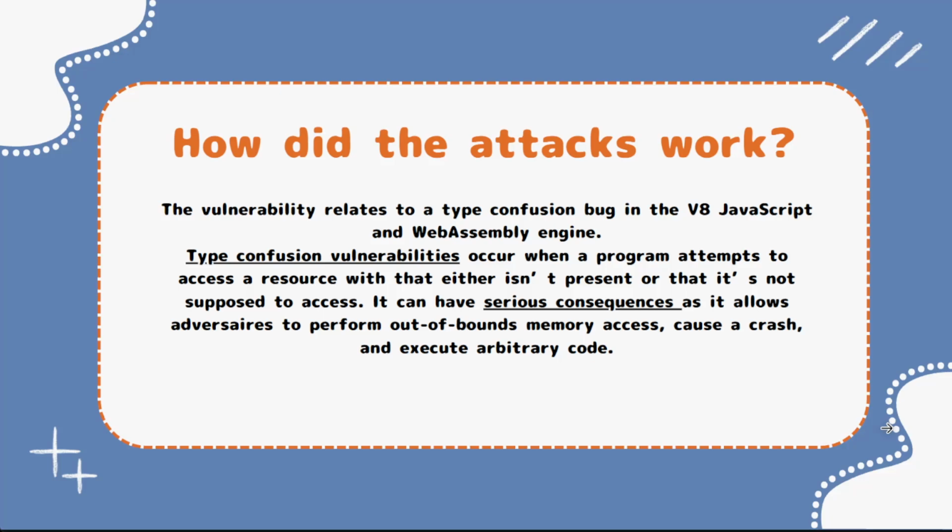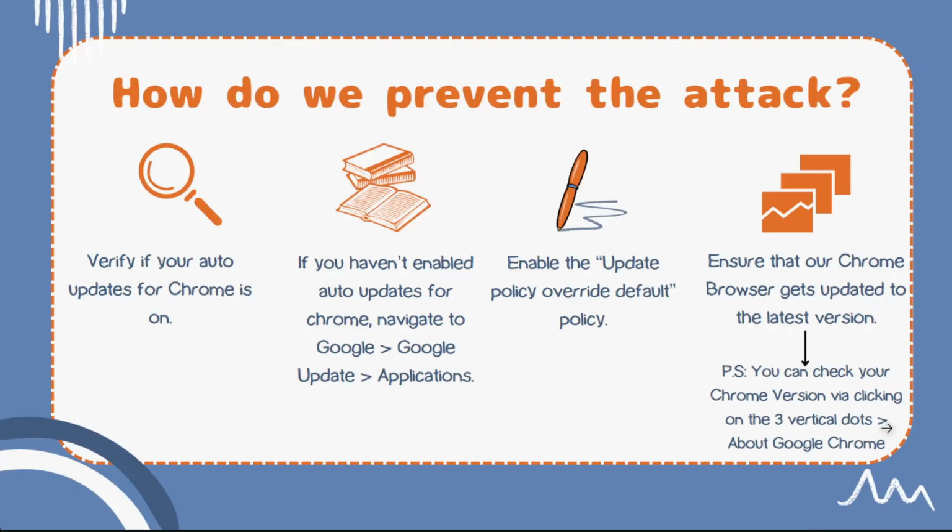The vulnerability relates to a type confusion bug in the V8 JavaScript and WebAssembly engine. Type confusion vulnerabilities occur when a program attempts to access a resource that either isn't present, or that it is not allowed or not supposed to access. And of course, it can have very severe and serious consequences, as it allows adversaries, which I spelled wrong, to perform out of bounds memory access, cause a crash, and execute arbitrary code to maybe give the user extra access to certain sensitive data, or delete certain sensitive data, and many, many more. So how do we prevent the attack?